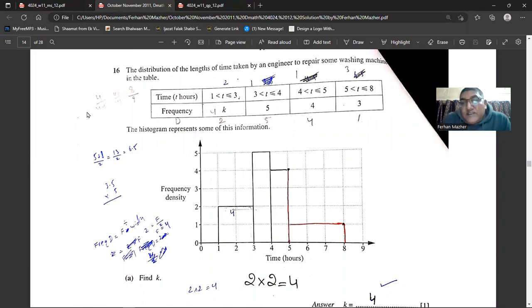So the frequency density is frequency divided by the class width. For 4 to 5, the frequency is 4 divided by the class width, which is 1, so you get 4. So this rectangle will be 4 high. For the rectangle from 5 to 8, the frequency density is frequency divided by class width, 3 divided by 3, which is 1. So I'll draw a rectangle here, 1 centimeter high, going from 5 to 8. This is how you complete the histogram.